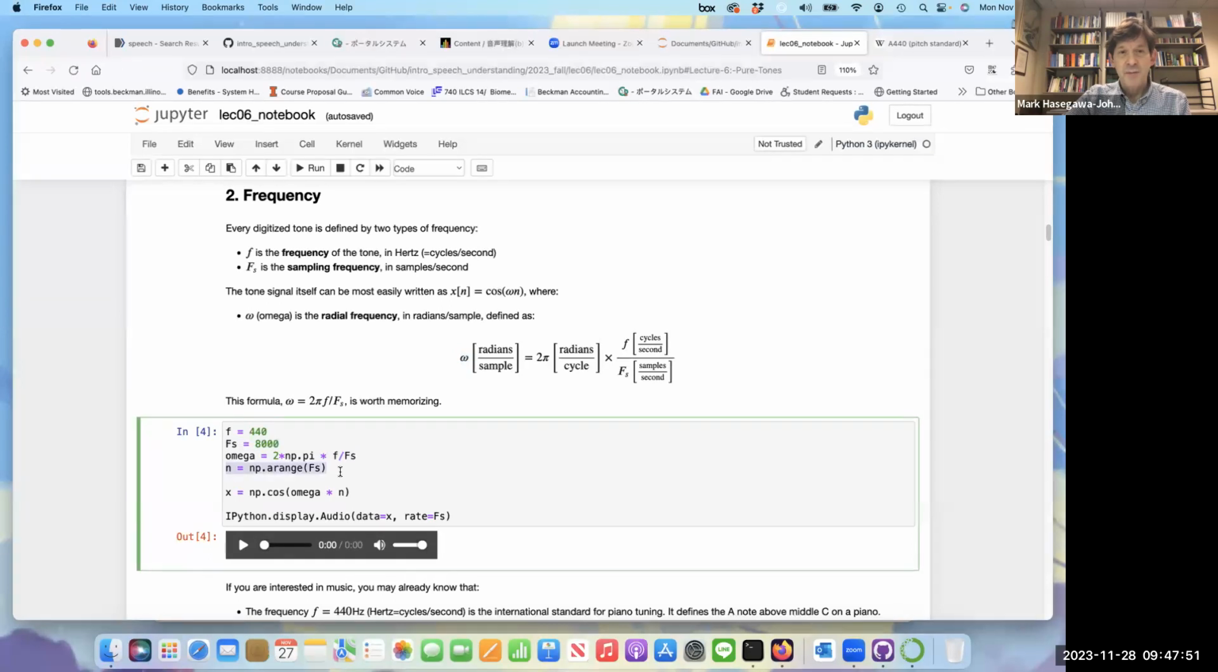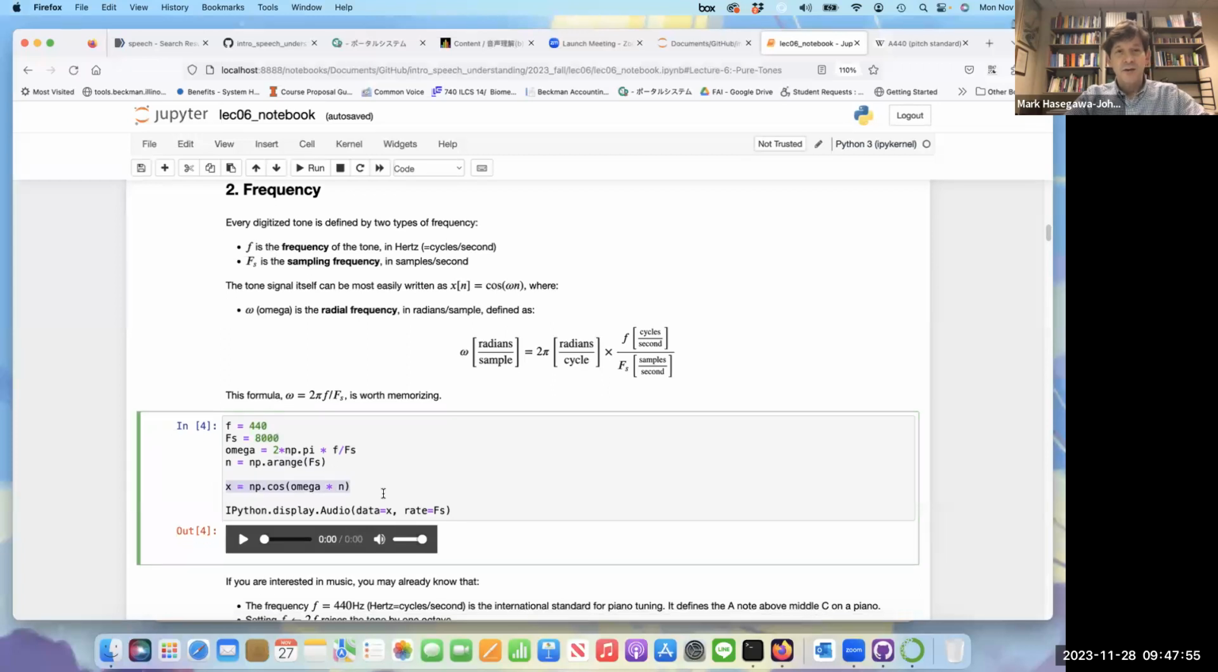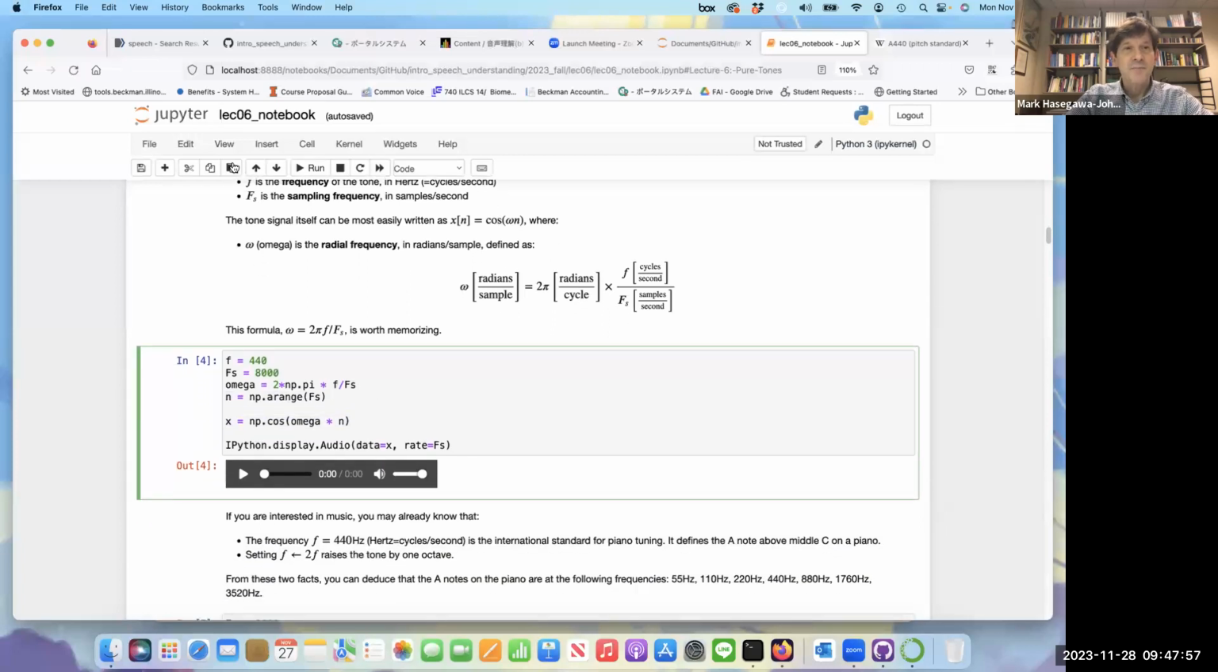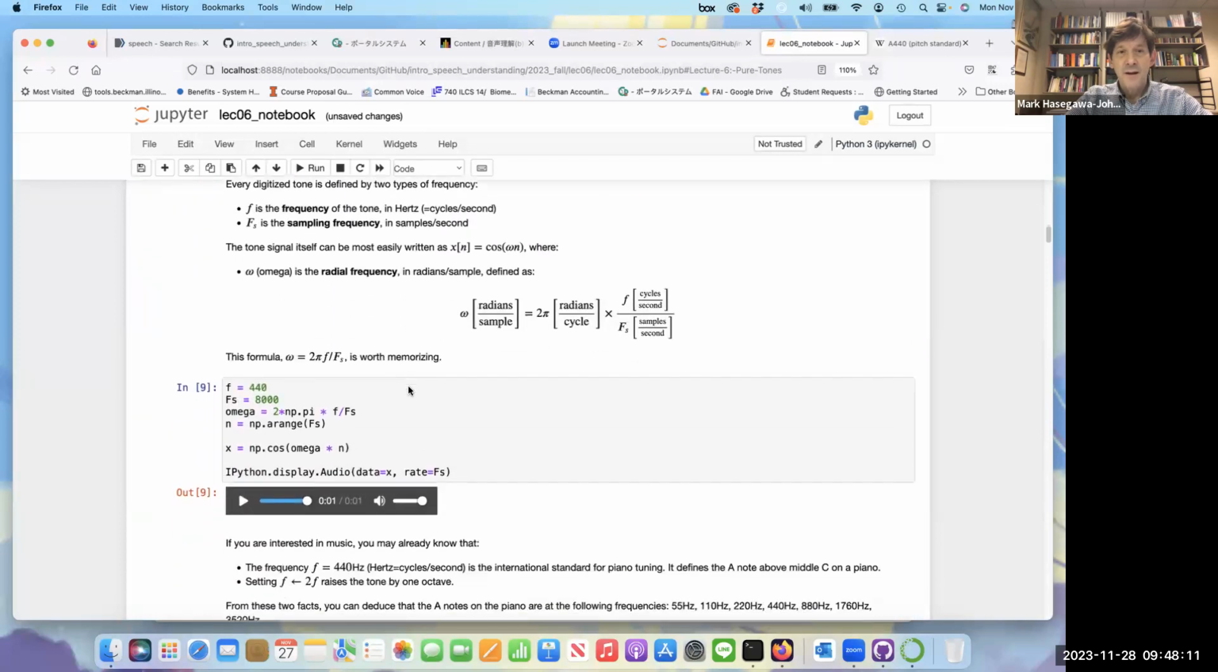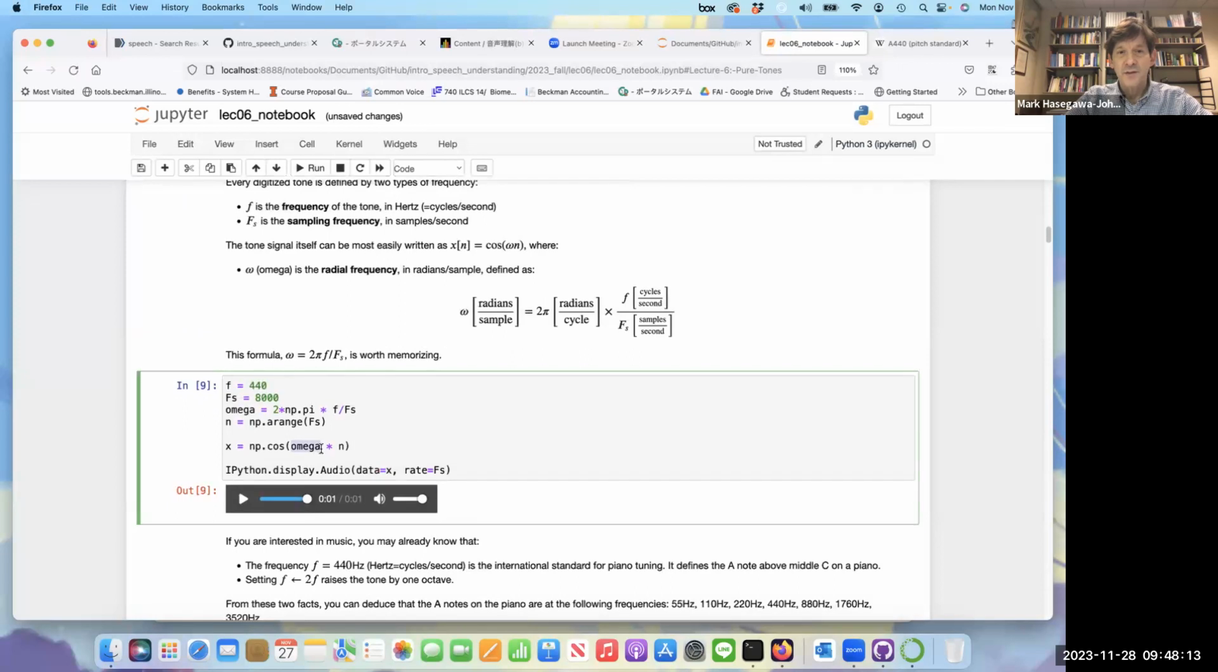And then I can take my range of all of the samples of n, and I can create x, which is the cosine of omega times n. So if I do this again, then I get the same x. So the only difference here is that up here, I had to write out 2 times pi times f times n over 8,000. Down here, I've compressed all of that to omega. I just have a single constant called omega.